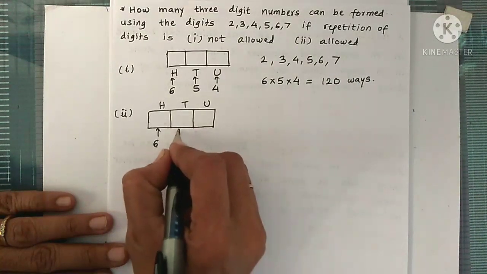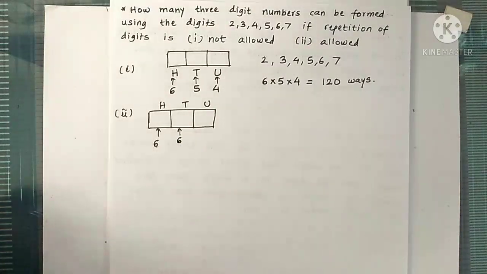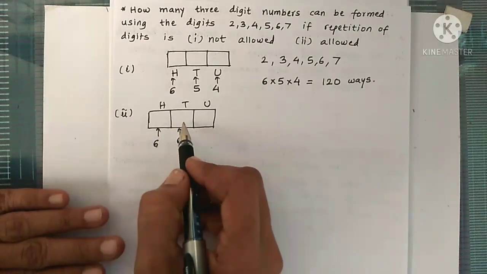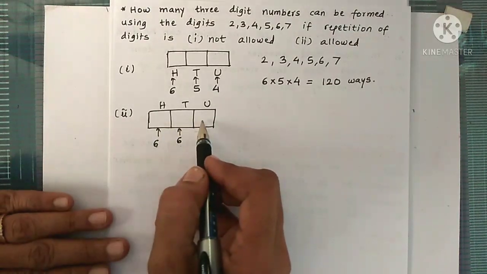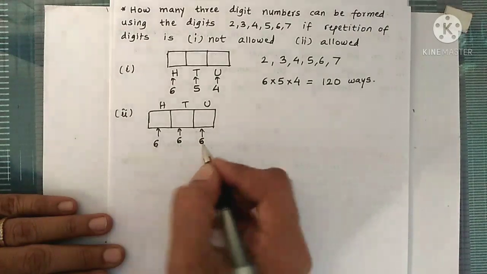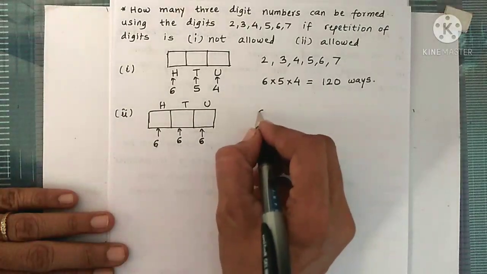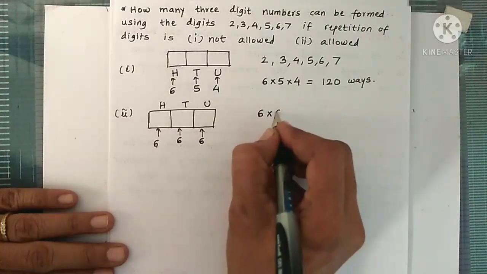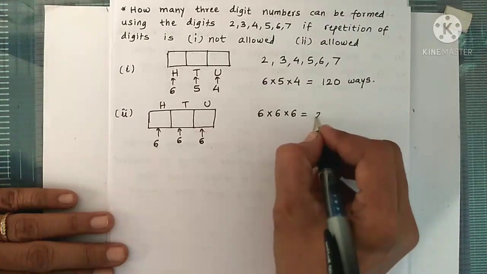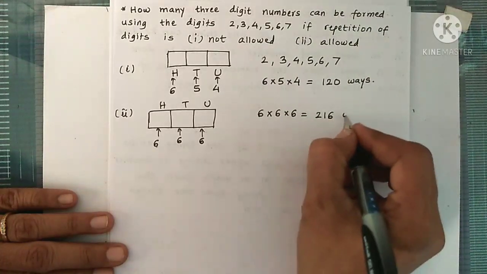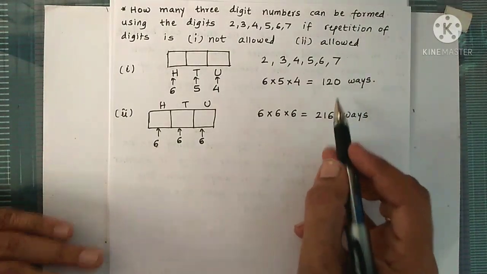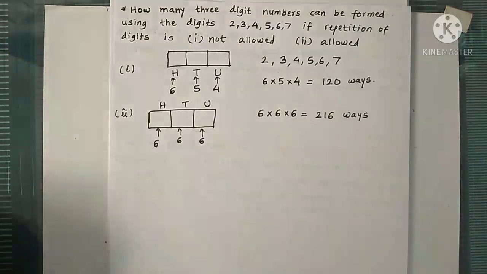Now for tens place also 6 digits are available as repetition is allowed. So if this is filled with 3, we can again use 3 here. We can again use 3 here also. So this place can be filled in 6 ways again. So total number of ways is, first one is 6, the second one is 6, and the third one is also 6. 36 into 6, that is 216 ways. See the change. As repetition is allowed, the number goes from 120 to 216.